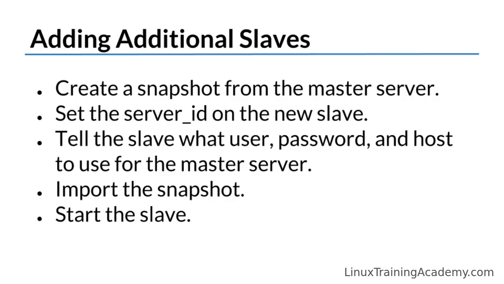If you want to add another slave, create a snapshot from the master. Set the server ID on the new slave to something unique. Again, it's just easiest to increment that number by 1. Tell the slave server what user, password, and host to use for the master server. Import the snapshot and start the slave.